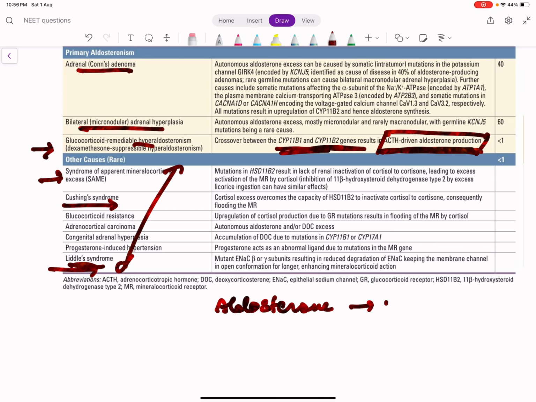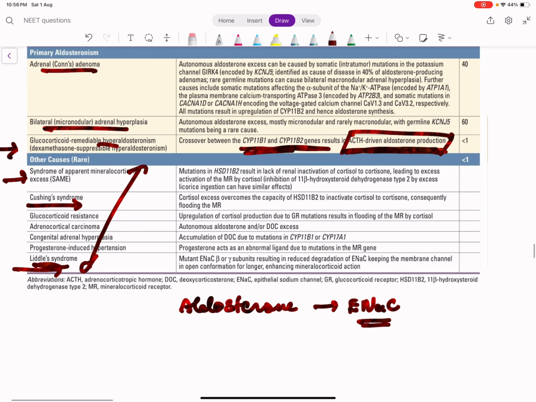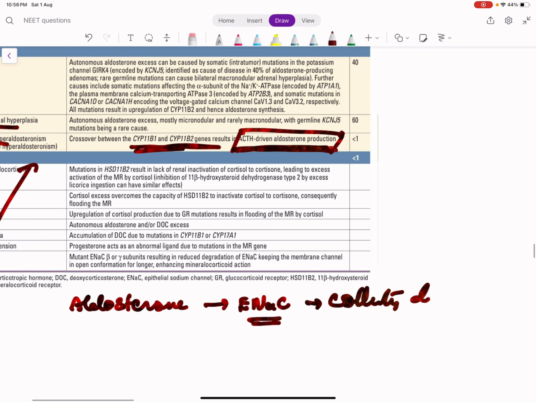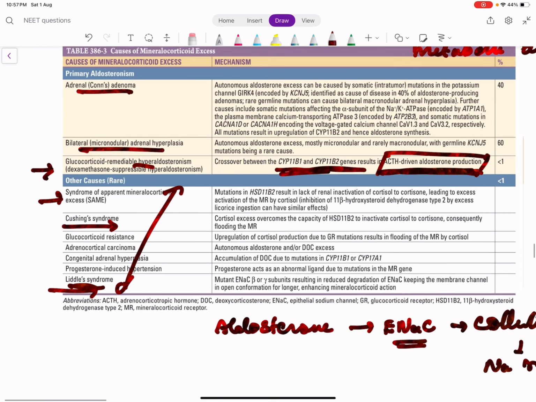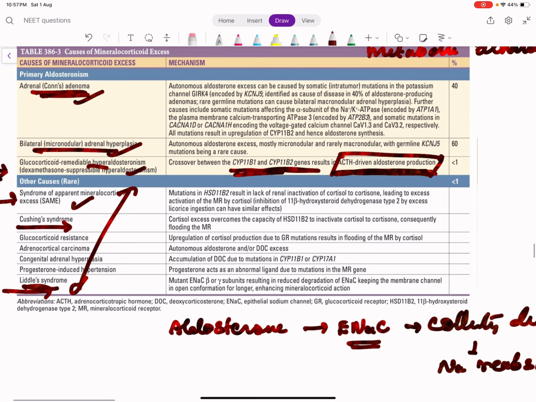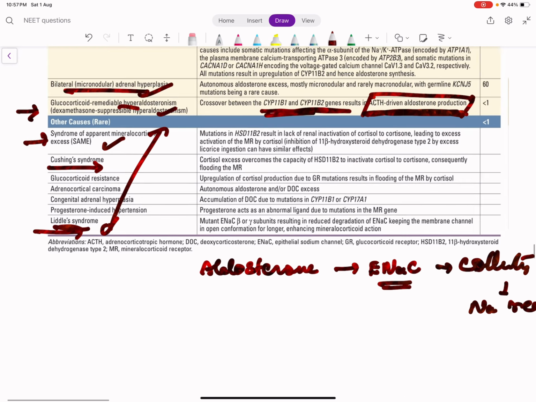Aldosterone acts on the kidney tubules to activate a channel called ENaC, epithelial sodium channels. These epithelial sodium channels in the collecting duct are responsible for sodium reabsorption. So till now we are discussing diseases causing aldosterone excess: adrenal adenoma, adrenal hyperplasia, SAME or GRA. In Liddle syndrome, there is a mutation in ENaC, an activating mutation.